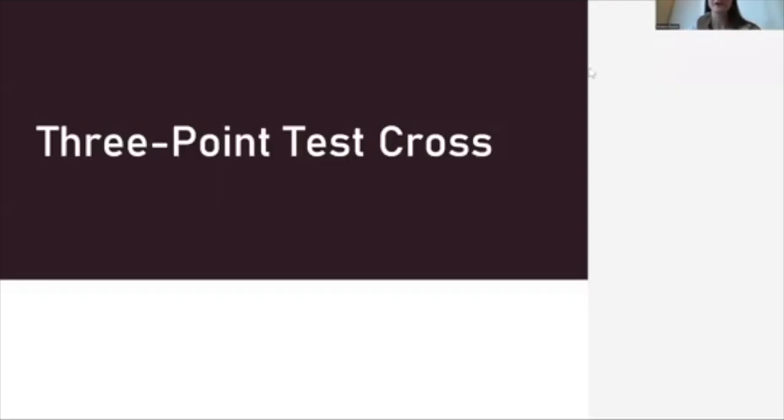Let's go ahead and jump into our 3-point test cross. This can be really confusing the first time that you look at it, just because it's totally new and there's a lot of steps. Just get some practice with it. It'll get easier as you get in the rhythm of doing the steps. But yeah, let's go ahead and talk about it.